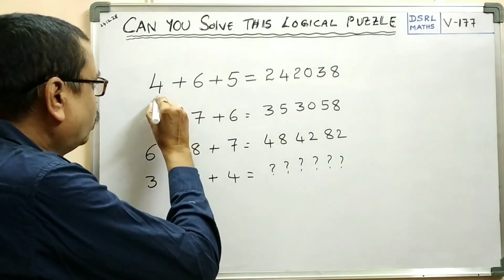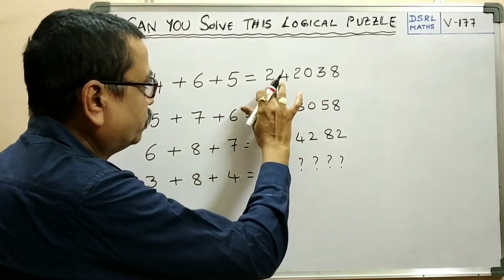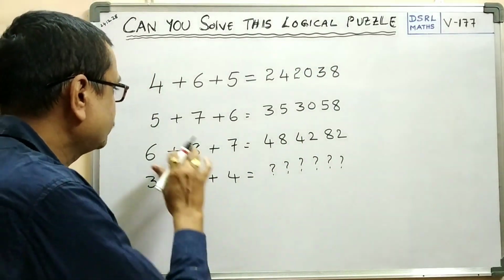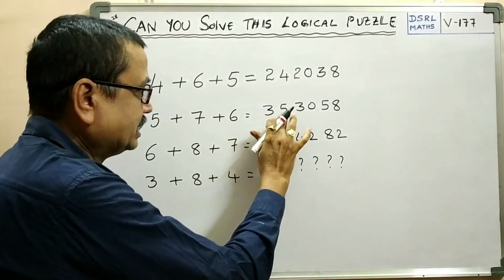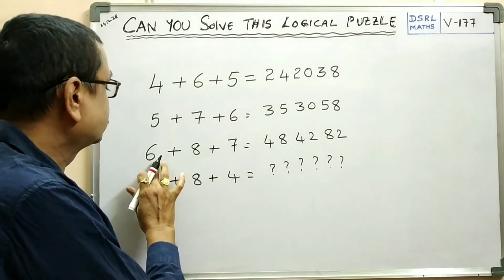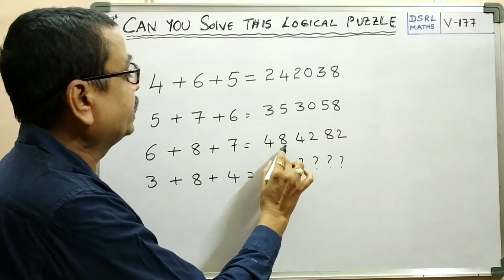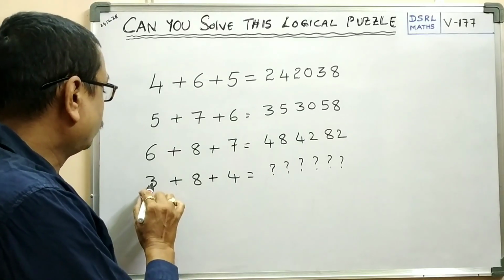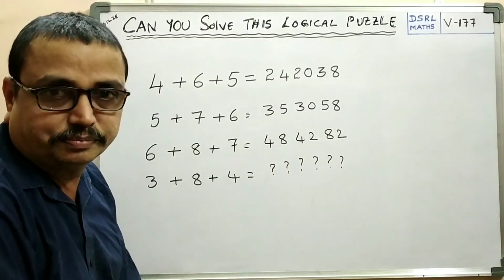Here, 4 plus 6 plus 5 is equal to 1, 2, 3, 4, 5, 6, a 6-digit number given. 5 plus 7 plus 6 is equal to a 6-digit number given. In the third case, 6 plus 8 plus 7 is equal to 4, 8, 4, 2, 8, 2, a 6-digit number given. In the fourth one, 3 plus 8 plus 4 is equal to question mark.